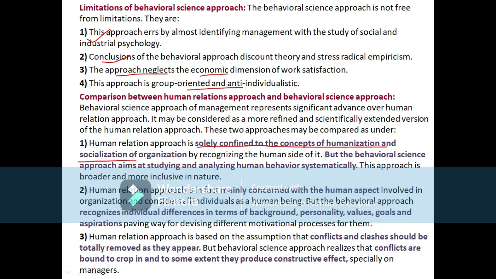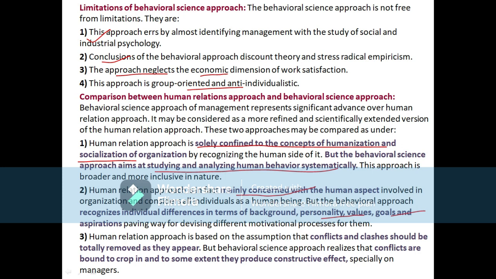But in behavioral science, it aims at studying and analyzing human behavior systematically. Here the human relations approach is just confined to how the human element factors affect productivity. Likewise socialization and interpersonal relationships affect the productivity of the organization. Coming to behavioral science, they are studying and analyzing human behavior. So that is the difference. Then the second one: human relations is mainly concerned with the human aspect, but behavioral science recognizes the individual differences between people regarding personality, values, goals, aspirations, etc.